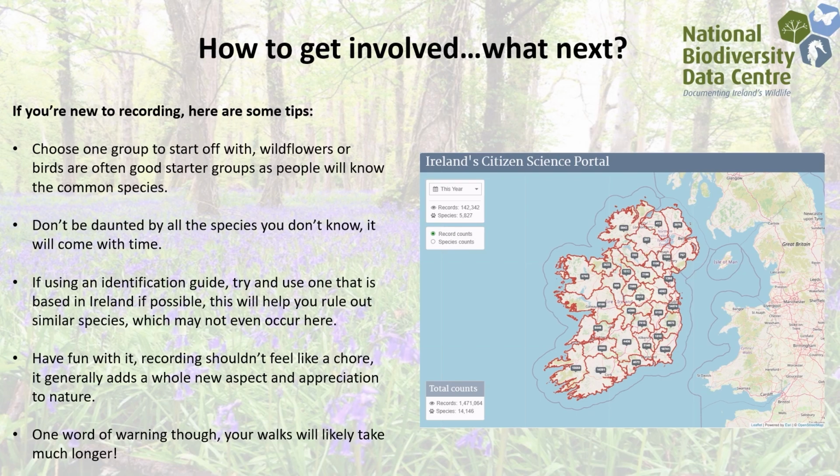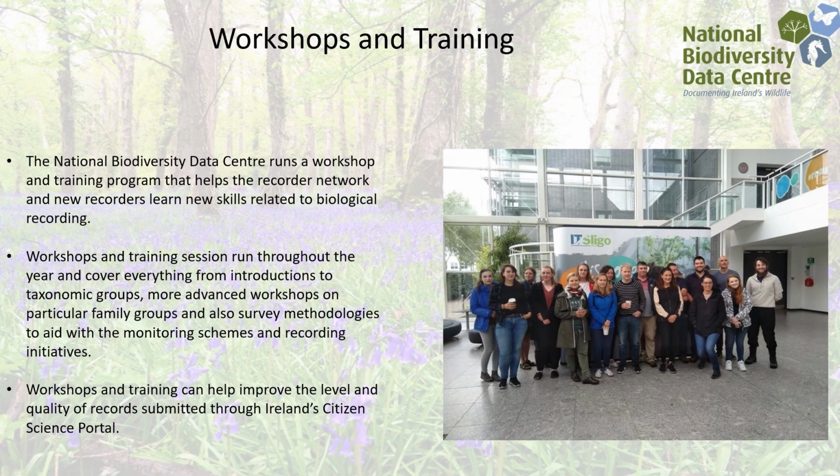I suppose then if you are already taking the first few steps and you find that you're struggling with certain groups, we do run a whole series of workshops and training courses. They cover a whole range of different taxonomic groups, from the very complex confusion species down to beginner-based survey methodologies for the monitoring schemes. So there's a whole host of workshops done throughout the year. They'll probably be coming around next year again. I think we only have one left for this year, which is sold out. The hope is that workshops and training will help improve not only the quantity but also the quality of the records submitted through the Citizen Science portal.